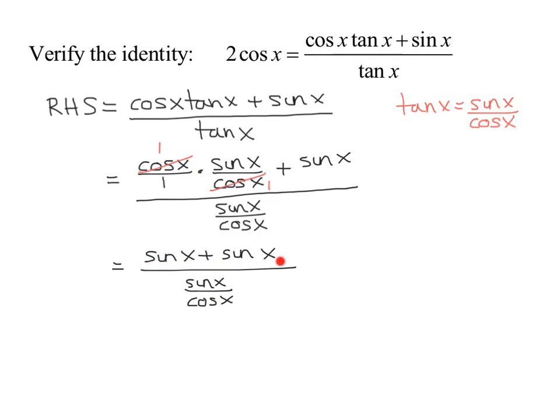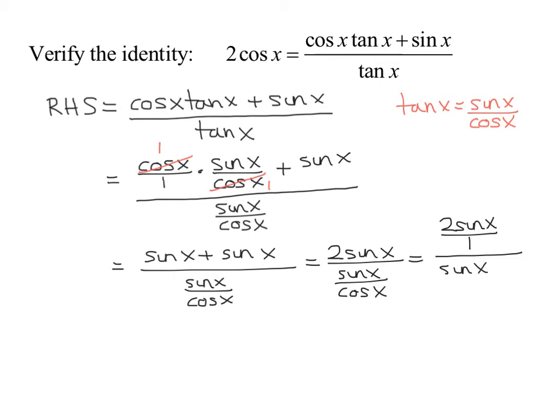So looking at my numerator, I have sine x plus sine x, which is 2 sine x over sine x divided by cosine x. Since I have a fraction in my denominator, I'm going to make my numerator a fraction just by taking 2 sine x and dividing it by 1, all divided by my sine x divided by cosine x.